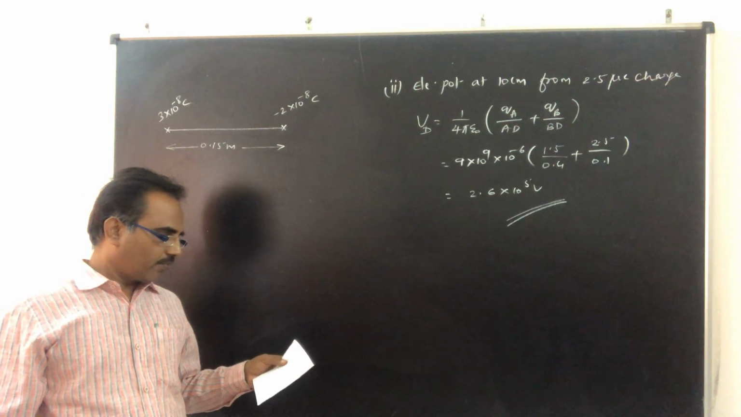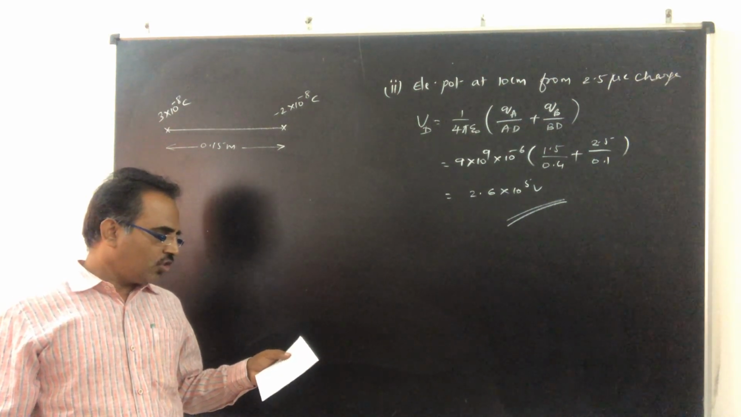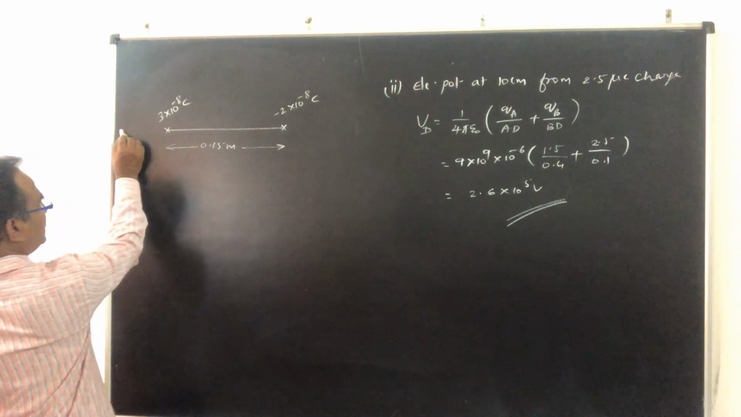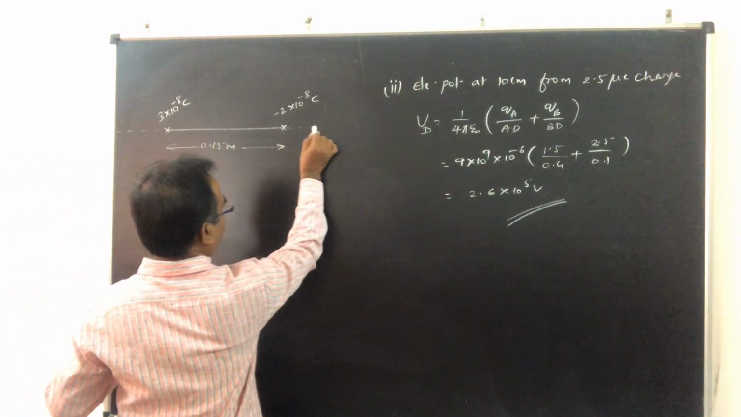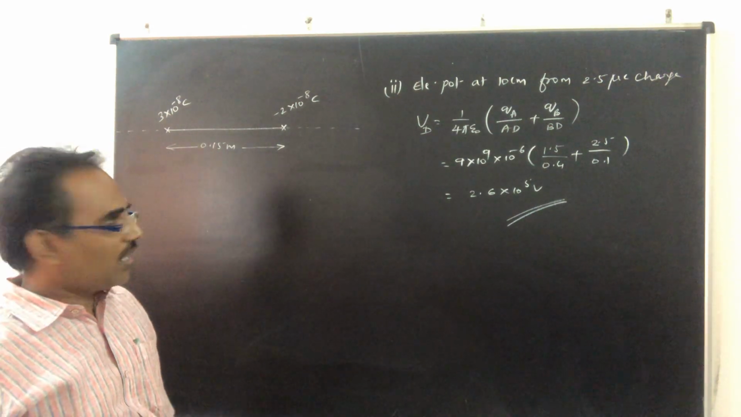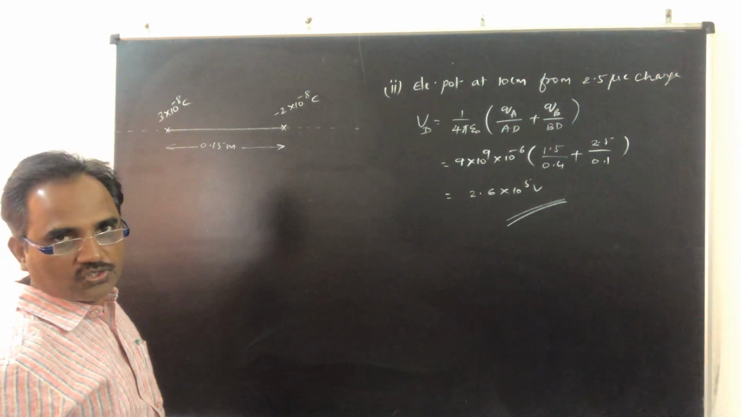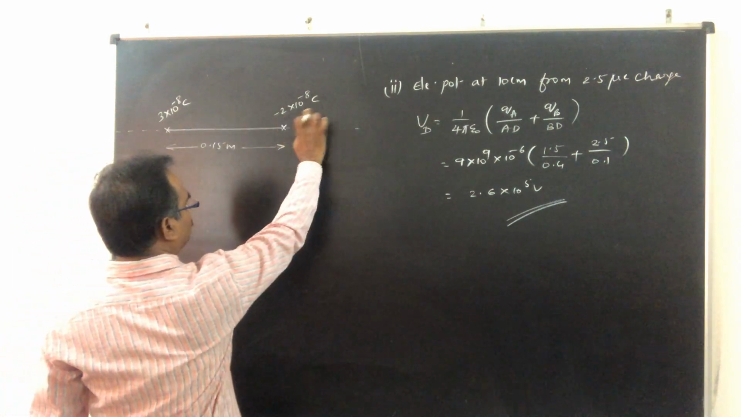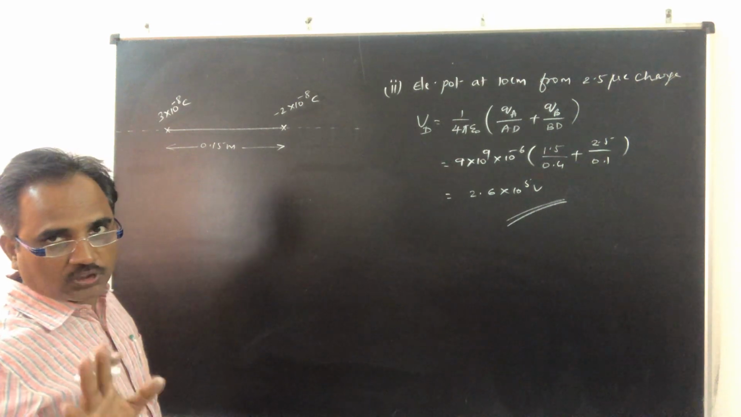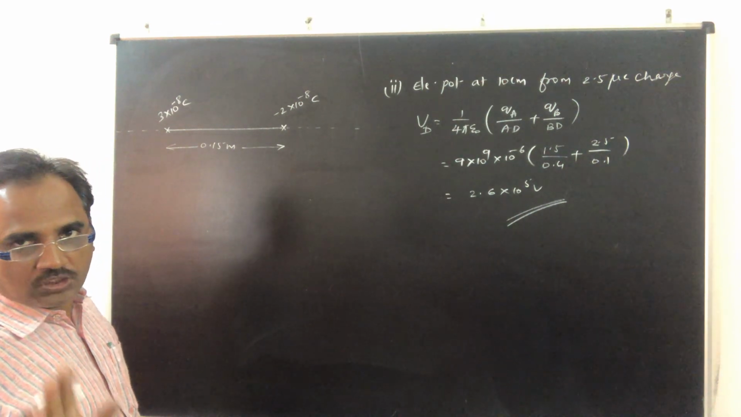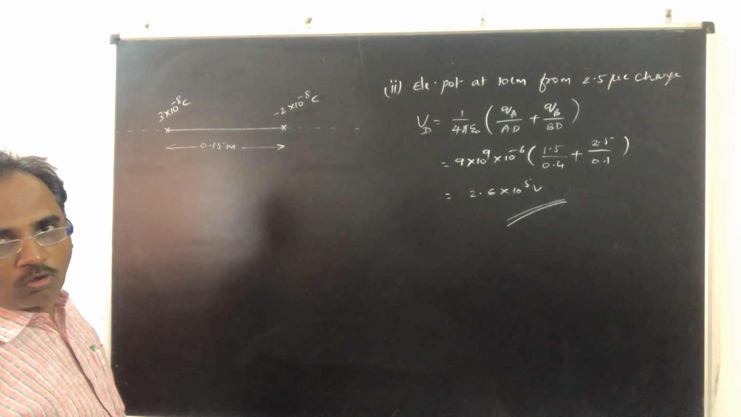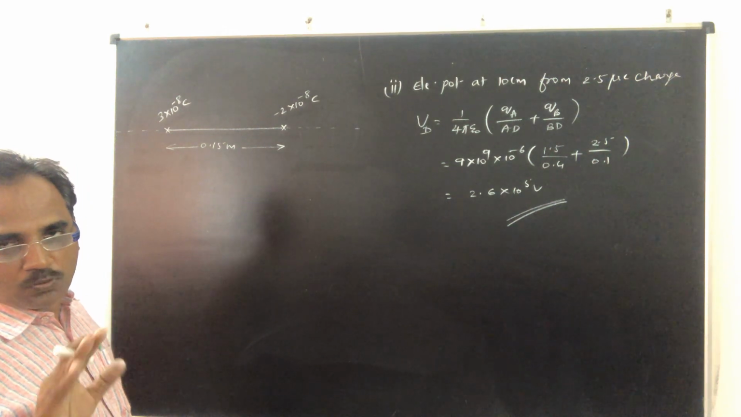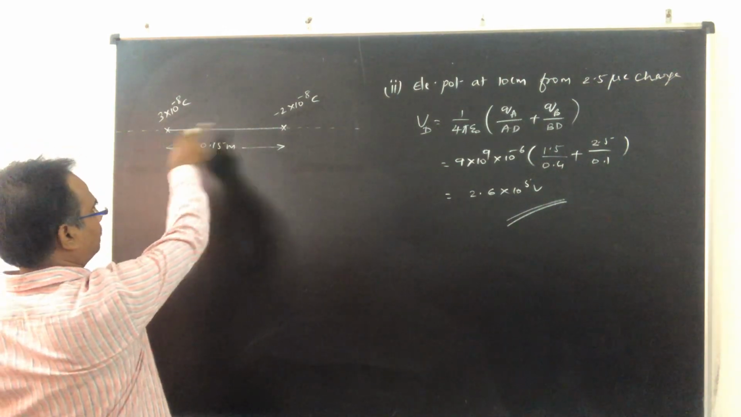Now you are asked to find at what point on the line joining the two charges the electric potential is 0. So here this is the line joining the two charges. You are asked to find the point where the potential is 0. See, if both charges are positive or if both charges are negative, nowhere can the potential become 0. So potential can become 0 if one charge is positive and another charge is negative, like this.